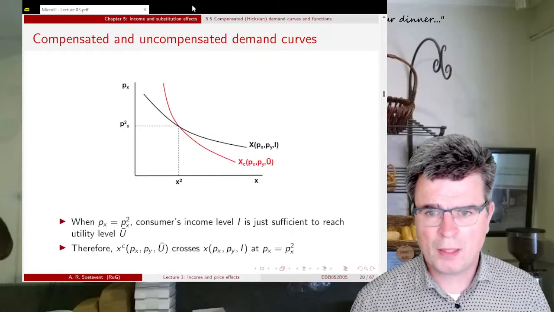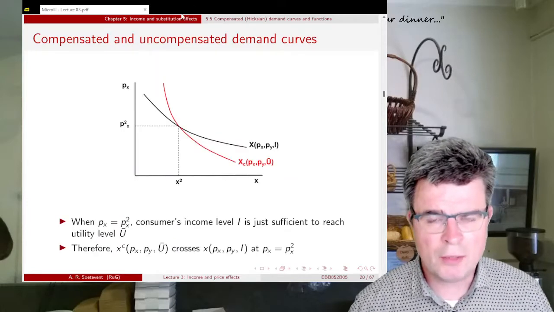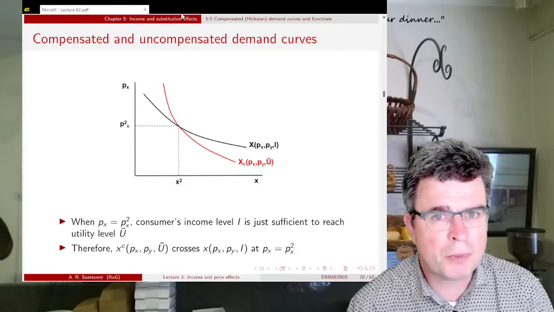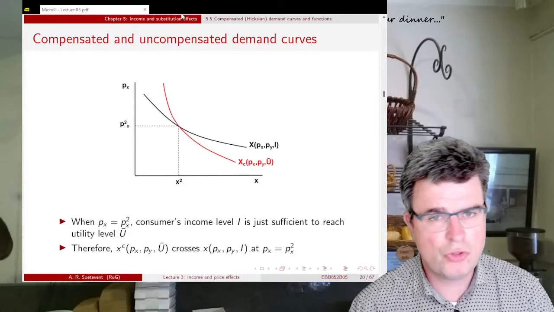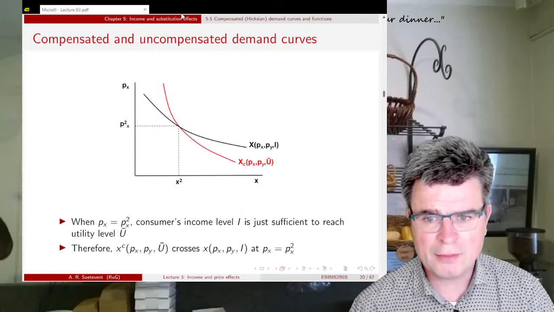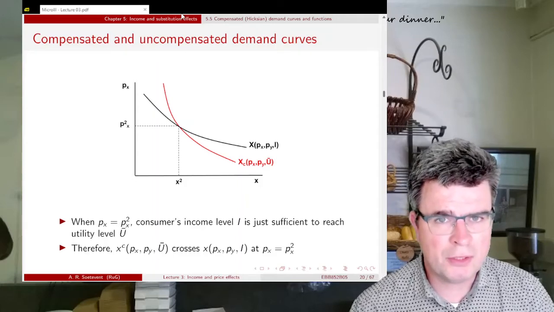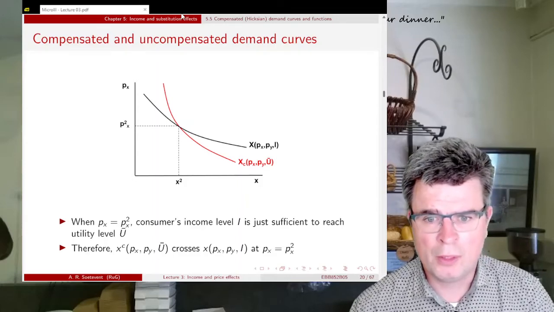So suppose now that we have an initial price level Px2, price of good X, and that the consumer has an initial income equal to capital I.